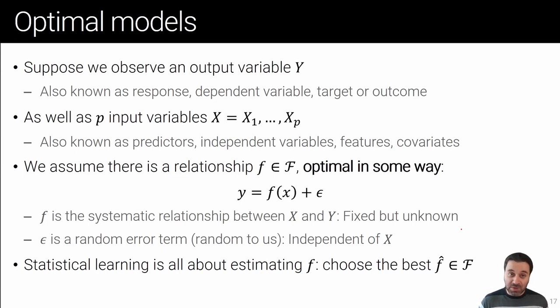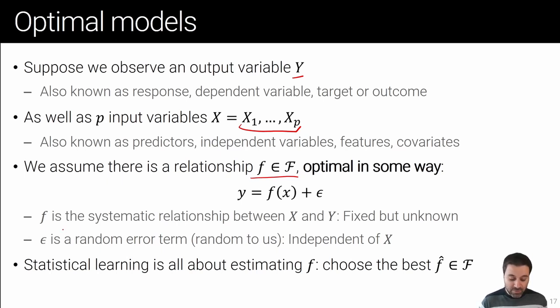So let's suppose we observe, again, the output variable y. By the way, we can also refer to it as the response, the dependent variable, the target, or the outcome. And we also have p independent variables, x1 to xp, also known as predictors, independent variables, features, or covariates. Then we assume there is a certain relationship f from the class that is optimal in some way. We will see later on what this optimal really means. So this optimal model relates the x's to the y, and of course there's some degree of error, the epsilon. This is the one that is optimal in a certain way. This is what we are after.